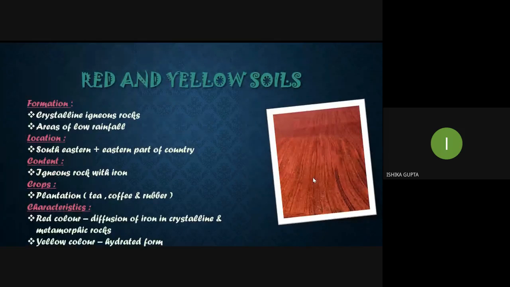Next type of soil is red and yellow soils, and they are formed from crystalline igneous rocks, and it requires low rainfall. It can be found in the southeastern plus eastern part of our country, that's India, and it contains igneous rock with iron. And generally, plantation crops are grown in it, which are tea, coffee, and rubber. And it shows red color when diffusion of iron in crystalline and metamorphic rocks is there, and it shows yellow color when it is in its hydrated form.